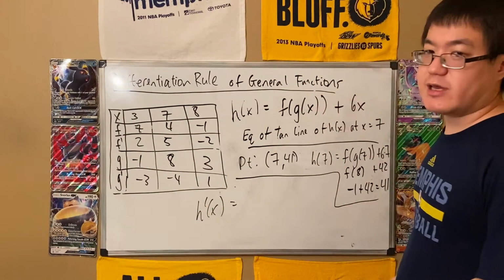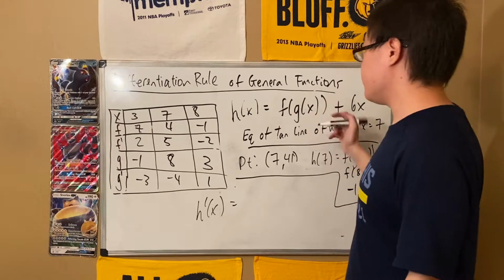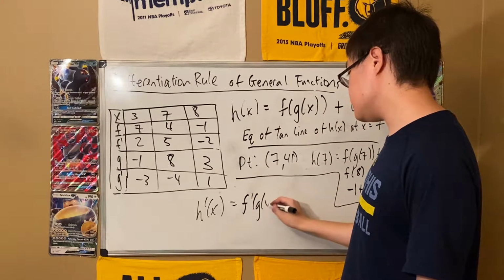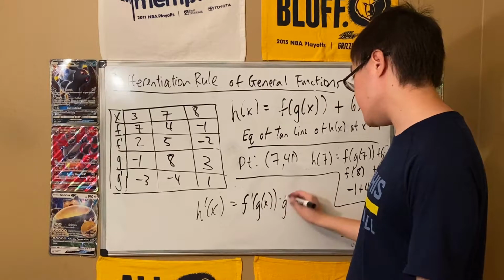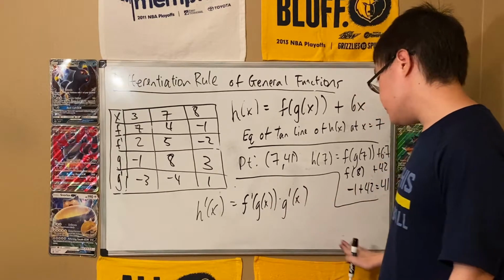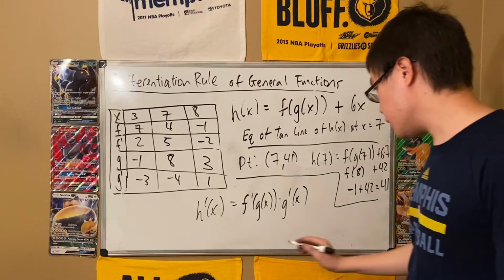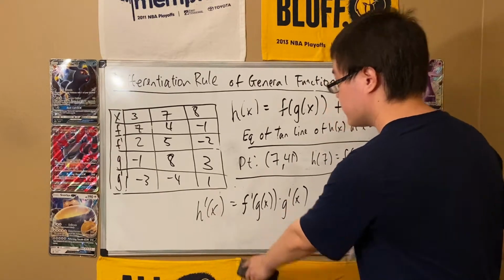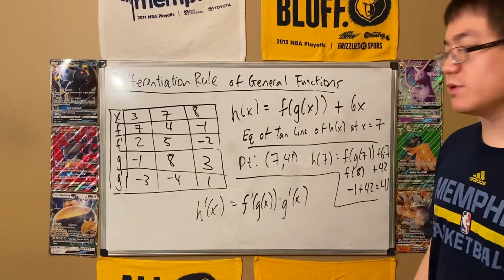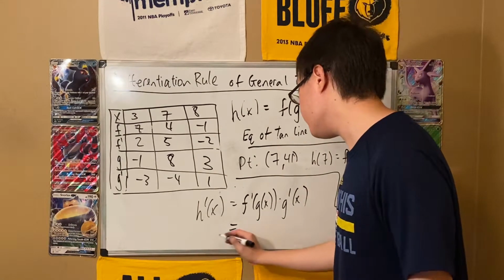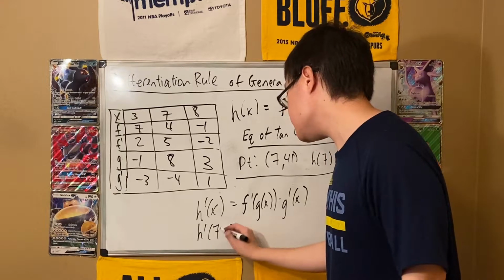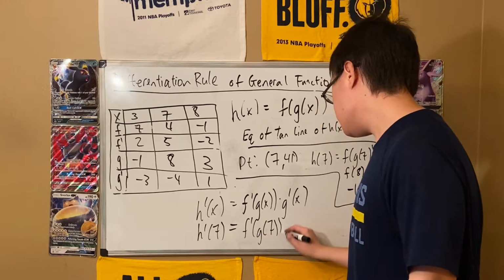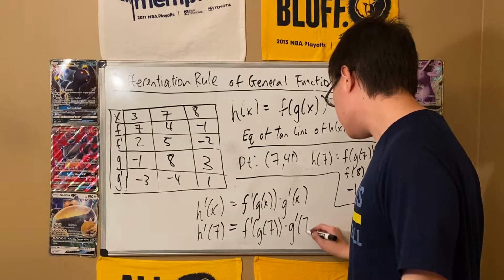So this is actually how the chain rule is usually presented. What's the derivative of f of g of x? Well, that's just going to be f prime of g of x times g prime of x. All good and ready to go. Let's plug in our number here, because the equation of the tangent line is a point and a slope, where the slope is the derivative. So we do need h prime of 7. It's going to be f prime of g of 7 times g prime of 7.